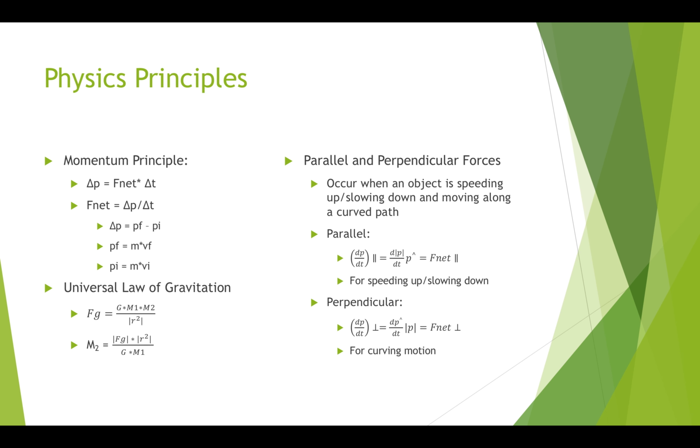Finally, parallel and perpendicular forces occur when an object is speeding up or slowing down and moving along a curving path. The parallel component of the net force is equivalent to the parallel component of the rate of change in momentum, which is equivalent to the change in the magnitude of the momentum over time times the direction. This force occurs when an object is speeding up or slowing down. The perpendicular component of the force is equal to the perpendicular component of the rate of change in momentum over time, which is equal to the change in the direction of the momentum over time, multiplied by the magnitude of the momentum. This force is present when an object is moving along a curved path.